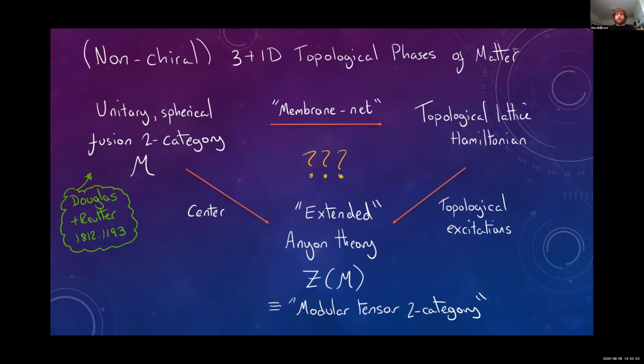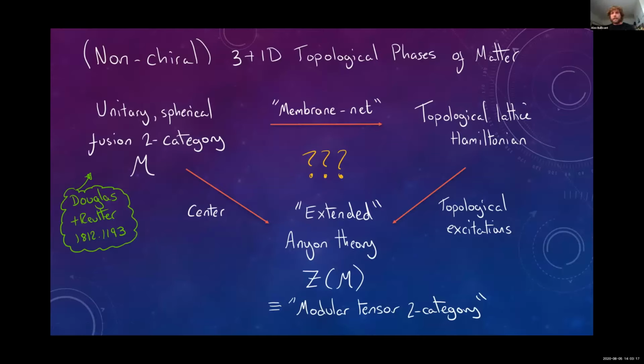Now, what I want to talk about today is a lot less understood, at least for me, and this is the topic of non-chiral 3+1D topological phases of matter. In this setting, it's conjectured that at least a large collection of these models have a nice algebraic framework given by unitary spherical fusion 2-categories, as defined by Douglas and Reutter quite recently.